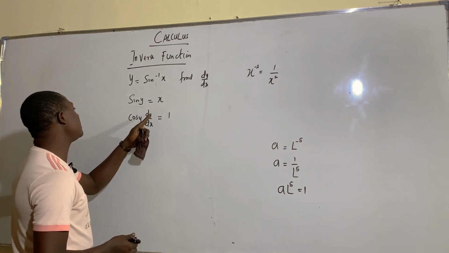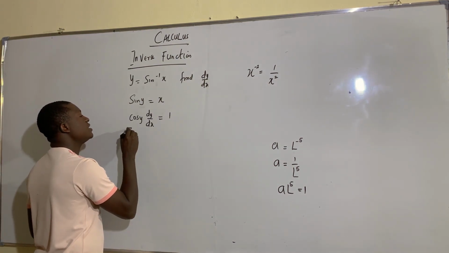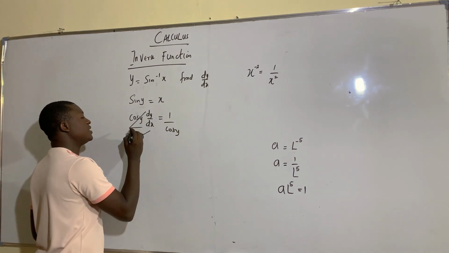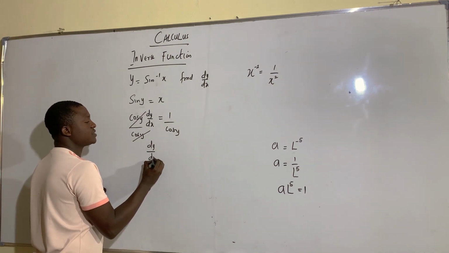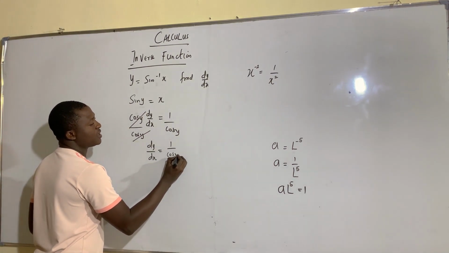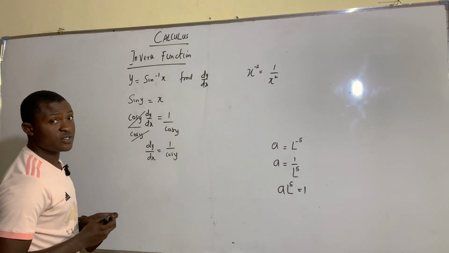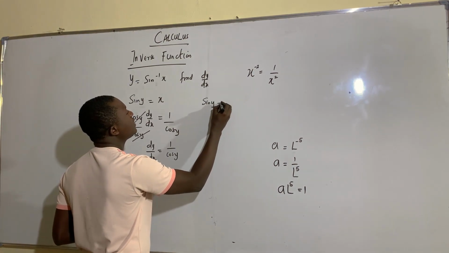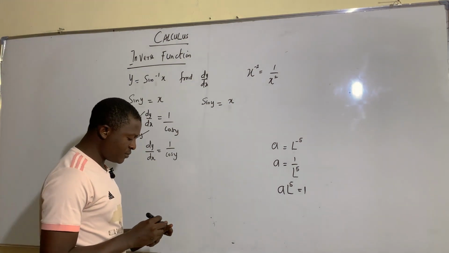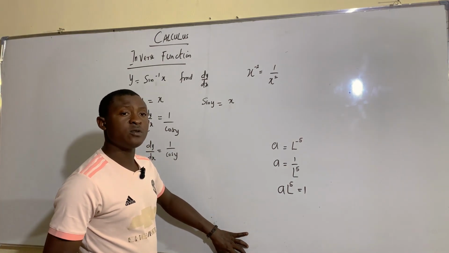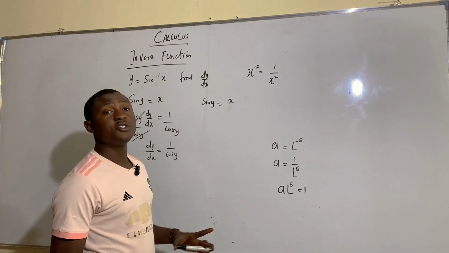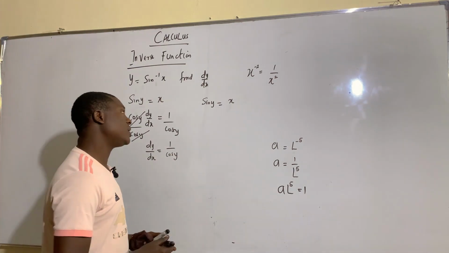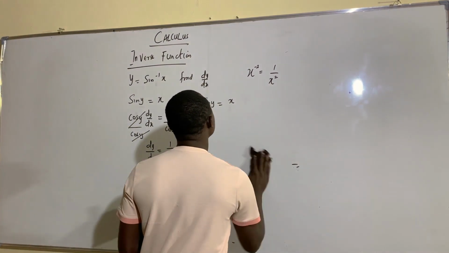So I'm trying to look for the value of dy/dx. I can make it the subject, divide through by cos y, divide through by cos y. So if this cancels this, that means we have dy/dx is equal to 1 over cos y. But that's not our final result. We now go back to where we have this identity: sine y is equal to x. If you have seen the videos for elementary mathematics, we talk about trigonometry very well. So this we can quickly apply the knowledge of Pythagoras theorem. So how are we going to go with that?